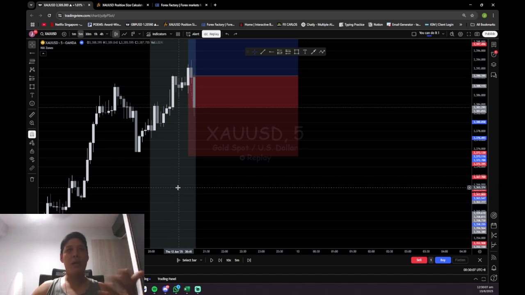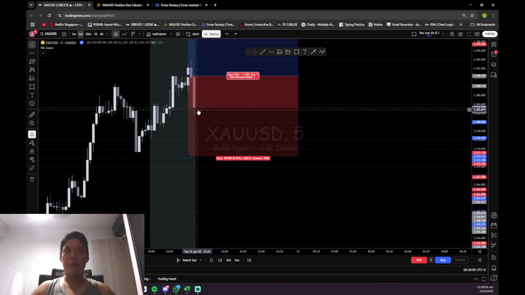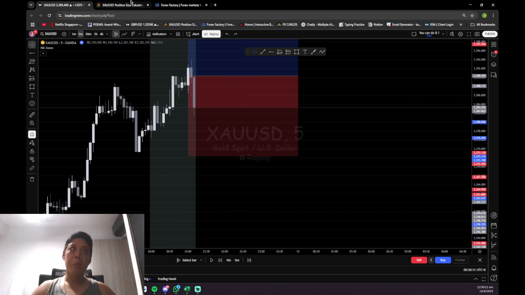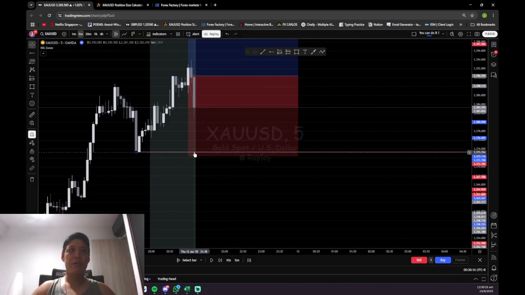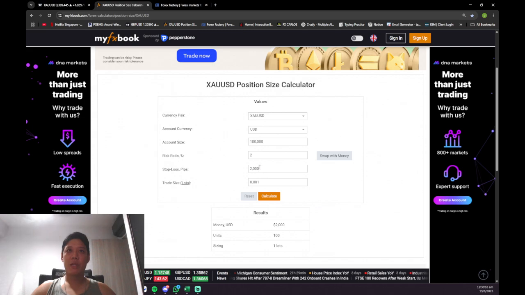Then I took it, I put a limit order and let it go. So over here you can see it's 1800. That was my stop loss. Basically I'm taking reference to this candle, so I drag it slightly lower. So let's calculate. 1800 stop loss, 1.11.